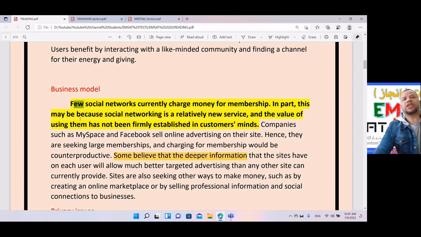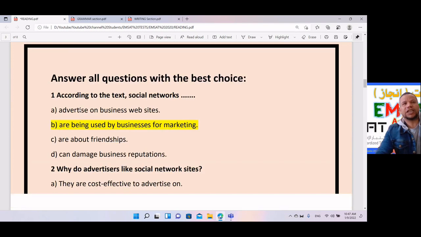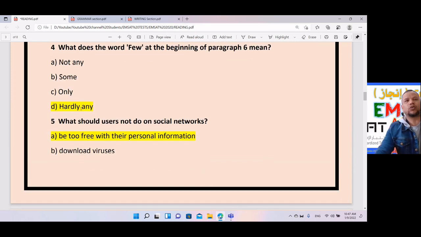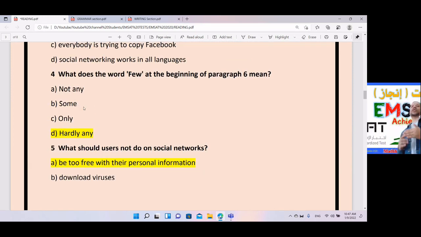In part, this may be because social network is a relatively new service. When I say this sentence with the meaning of new service, it means not any, or just one. So hardly any. It's very hard to get one social network because it's a new service. So the best answer, according to the meaning of few in the sentence here, means hardly any.